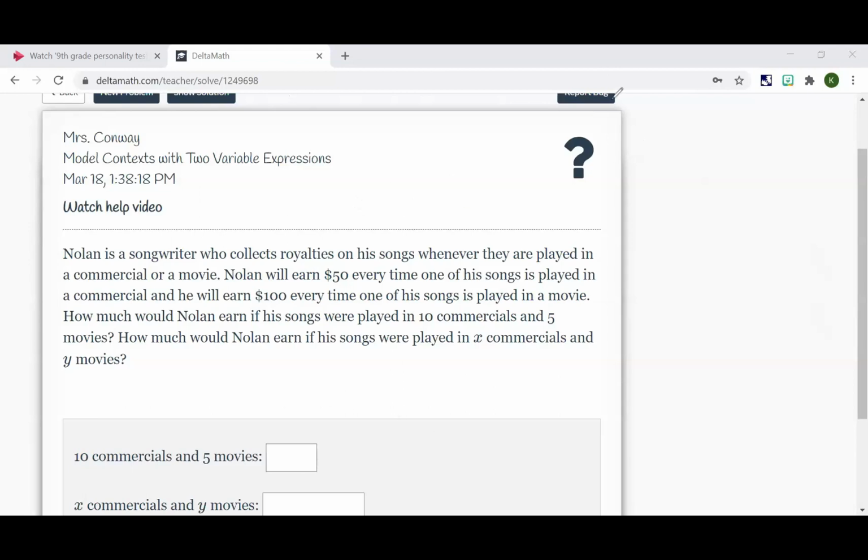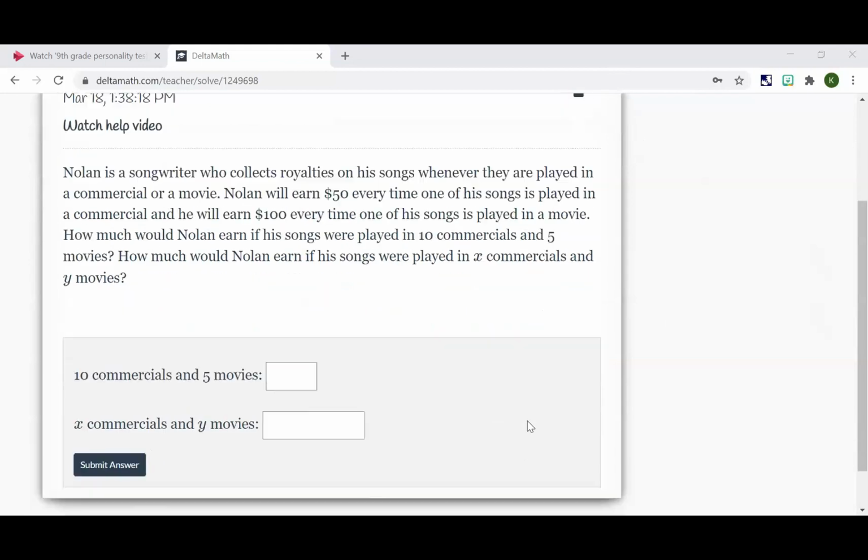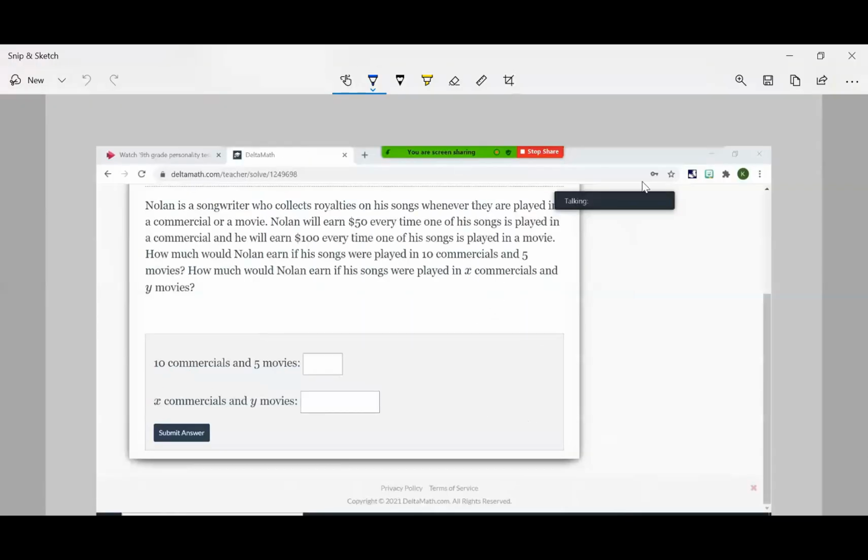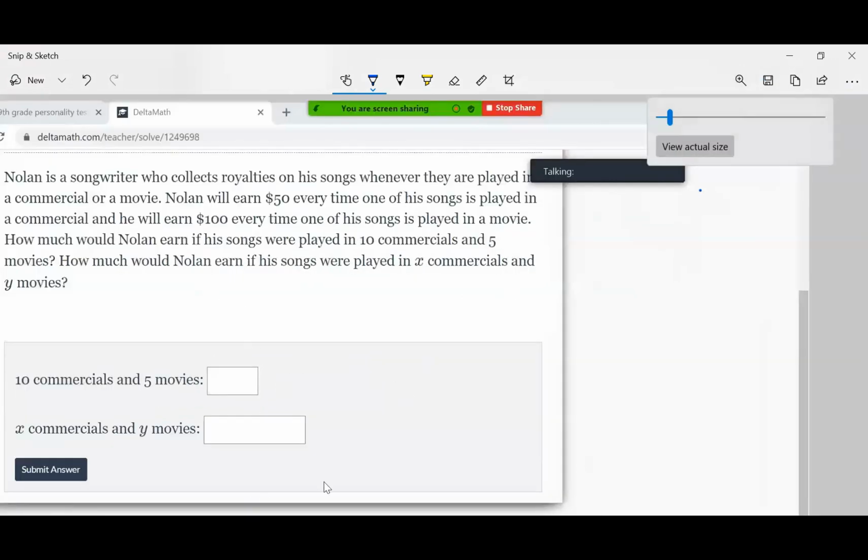In fact, you know what I'm going to do? I'm going to not annotate because I don't really love the way that these work. I'm going to grab this. Okay, here we go. So there we are. Nolan's a songwriter who collects royalties on his songs whenever they're played in a commercial or movie.